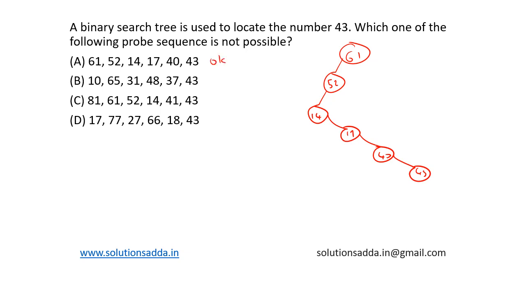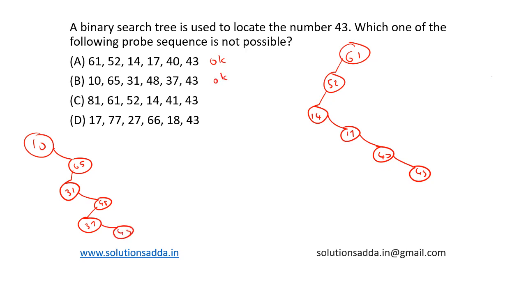Okay. Next, option B. We have 10. We have to move to the right because 10 is less than 43. So next is 65. It is okay. Let's redraw it here. 10, 65. Next we have 31. 65 is greater than 43, so next is to the left, here only, 31. 31 is less than 43, so next should be to the right. We have 48. 48 is greater than 43, so next should be to the left. We have 37. That is also correct. 37 is less than 43, so next probe should be to the right. We have 43. This is also okay.